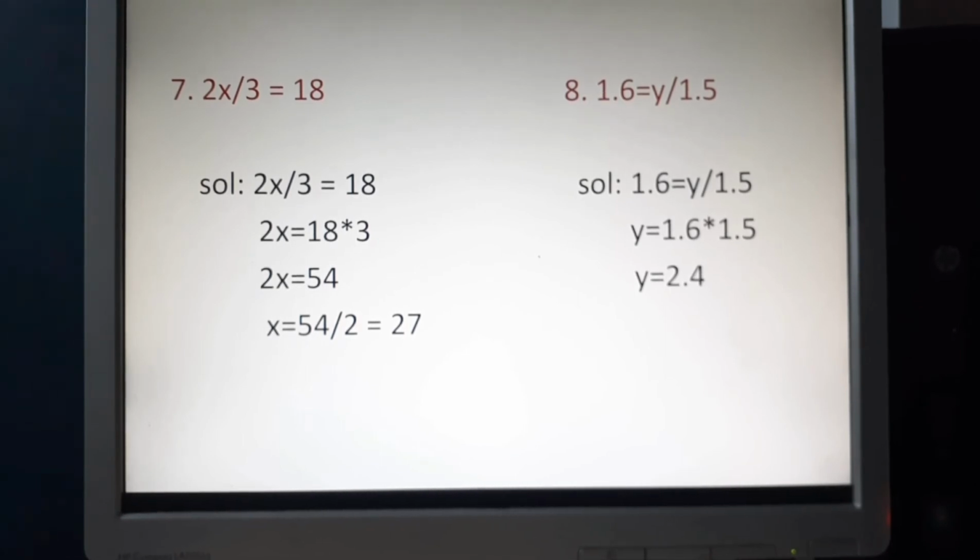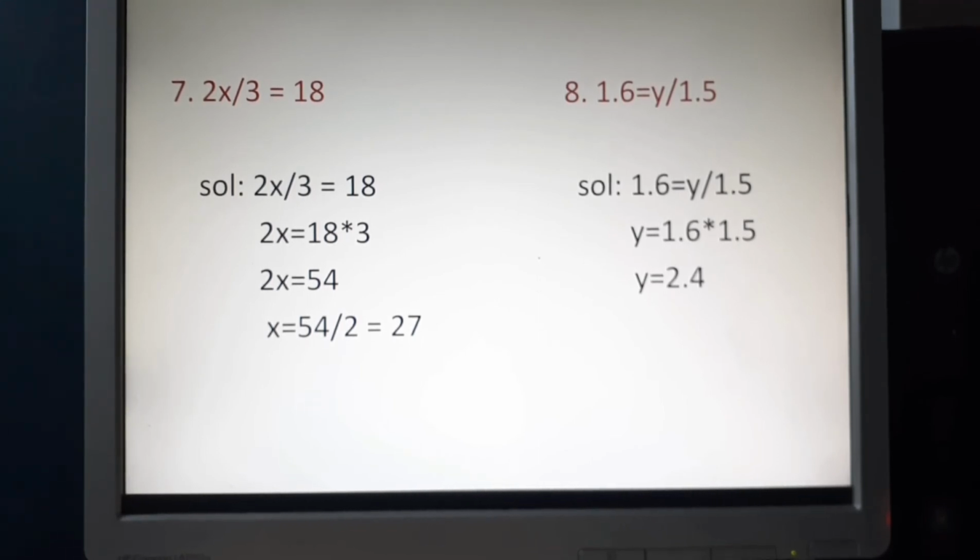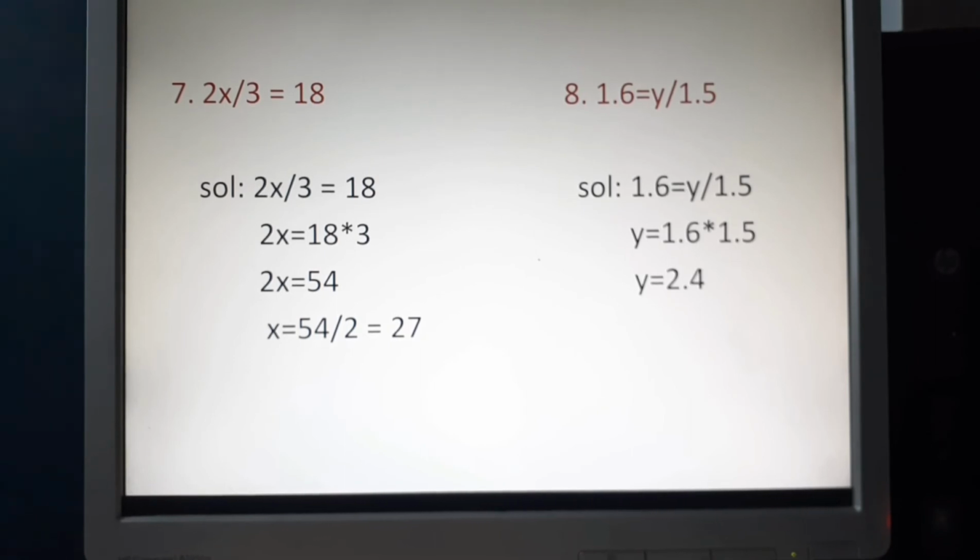Left hand side 2 comes to the right hand side. It comes under division. So x is equal to 54 divided by 2. 2 and 54 both are divisible by 2. Now we get 27. So x is equal to 27. Next problem.